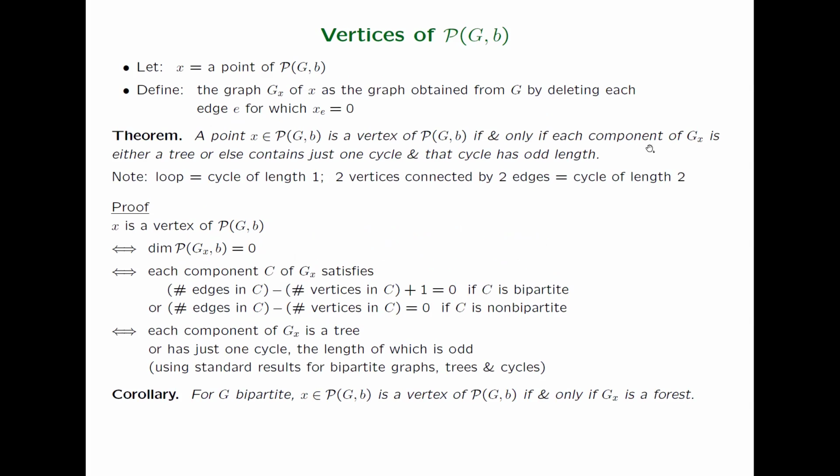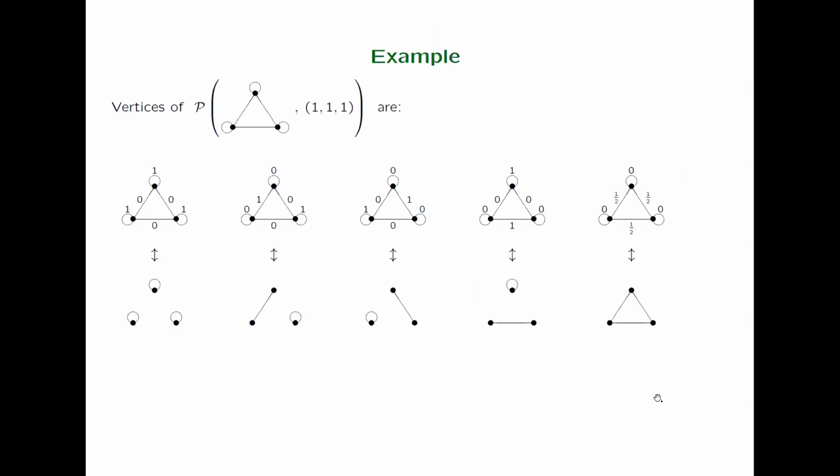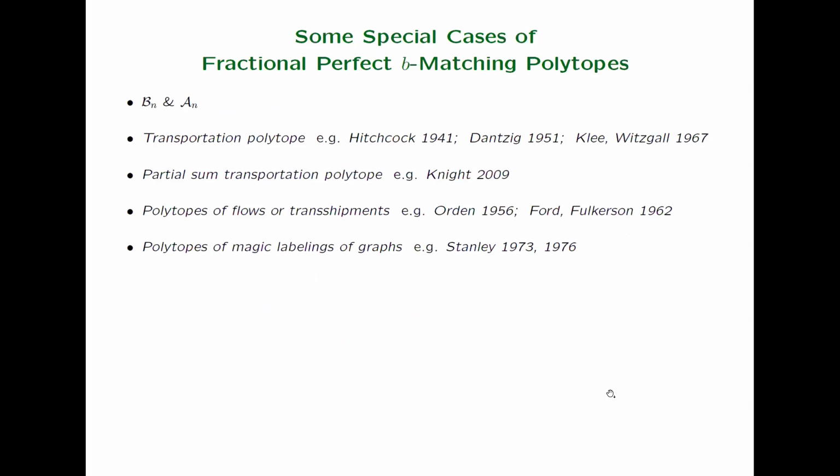And in this framework, instead of having forests, because we could have graphs which are non-bipartite, we have to have components that are either trees or cycles with odd lengths. We never had to worry about that before because we had bipartite graphs. You can look at this argument here that easily proves this result. But the special case we looked at earlier was the bipartite graph where the vertices correspond to the forests. And there's an example of that.